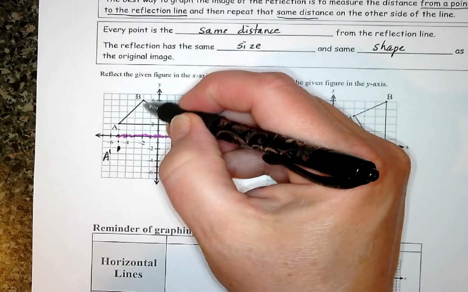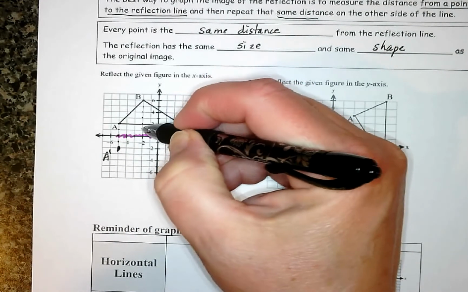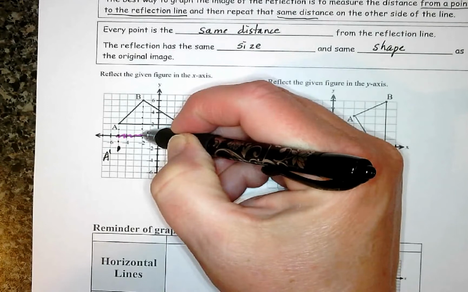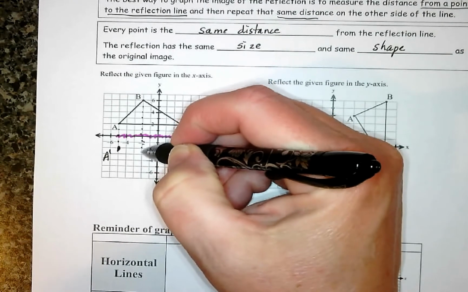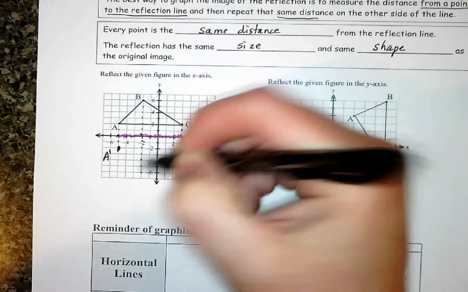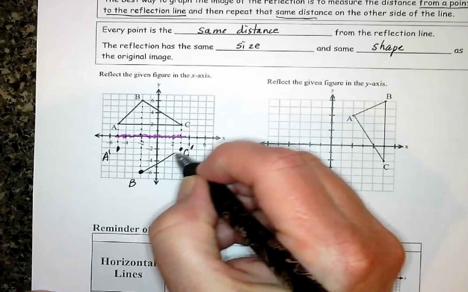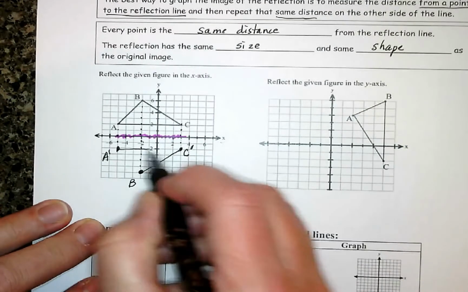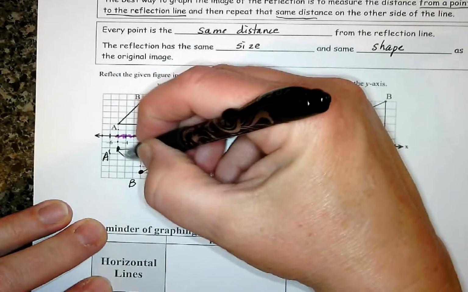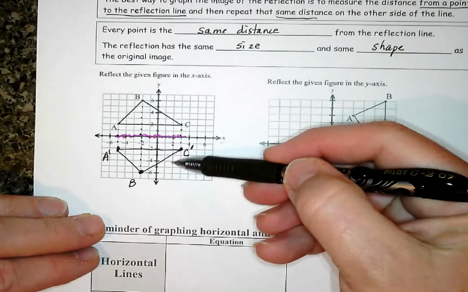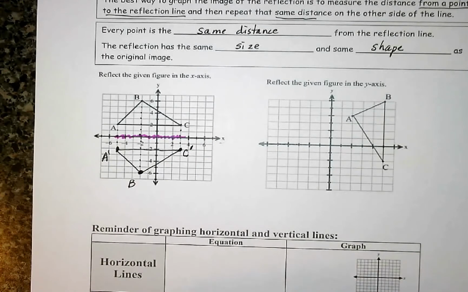B is a little bit longer here. We've got to go 1, 2, 3, 4, 5, 6 to the line. And again, 1, 2, 3, 4, 5, 6. This is going to be my new B prime. By connecting those, you can see that the image has essentially flipped over that line to create a new image.